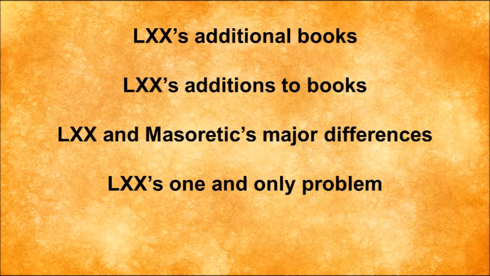In this video, we will summarize the Old Testament books that are in the Septuagint but not in the Masoretic, look at notable additions within books in the Septuagint which are not in the Masoretic, look at some differences in the content of the two, and look at one problem with the Septuagint. Click here if you wish to jump to one of these sections.